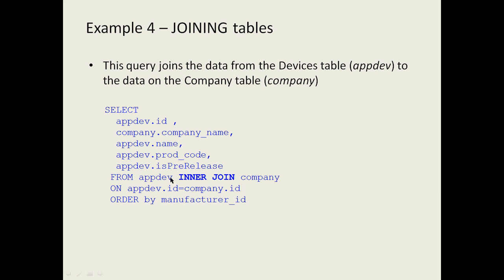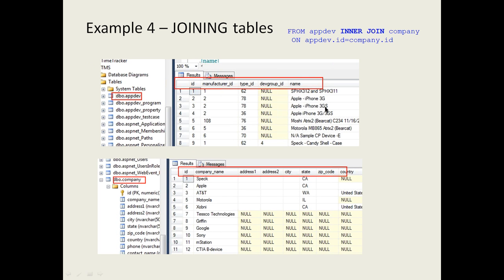Now, where do you get this information from? You get it from the table appdev, which is inner joined with the other table, which is called company, where this field on this table is equal to the same field on the other table, because the ID column on these two tables contain the same data. So you're telling the database how to link them together. What is the relationship between the two? And then, of course, since we're here, just order them by manufacturer ID. This is what you get.